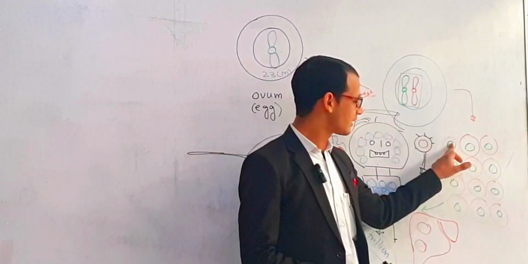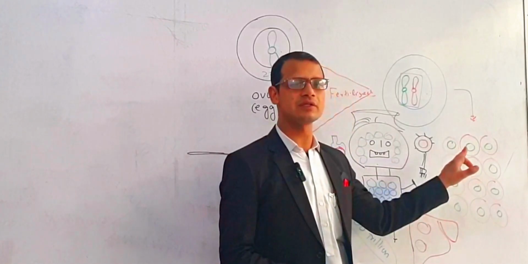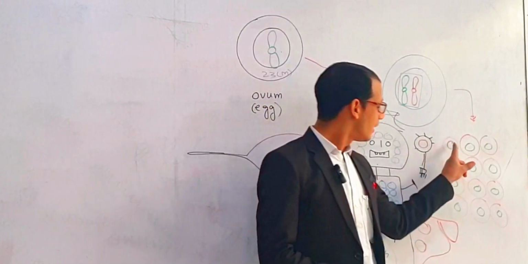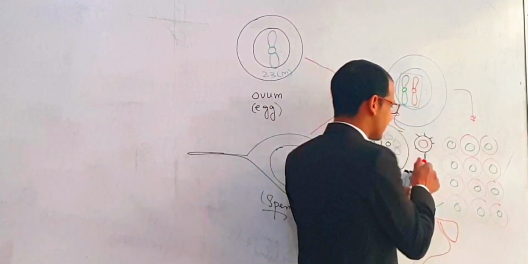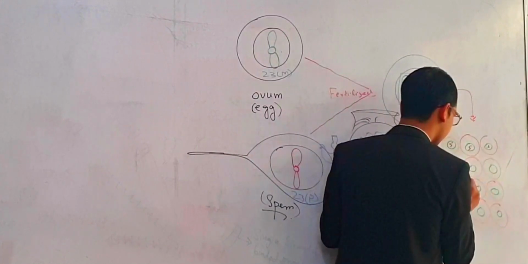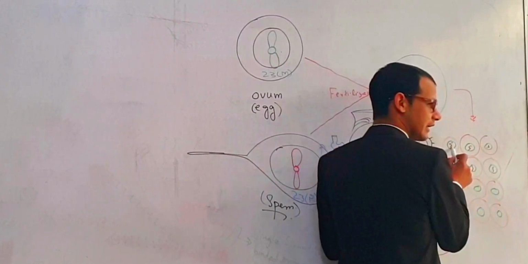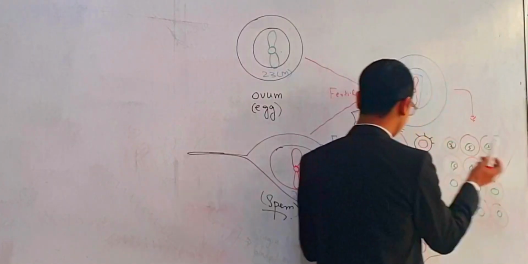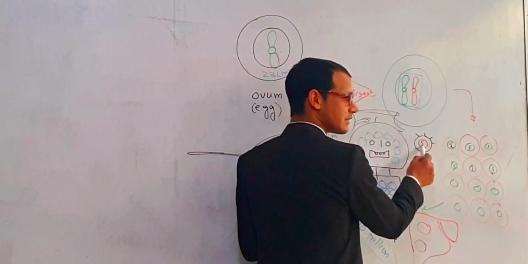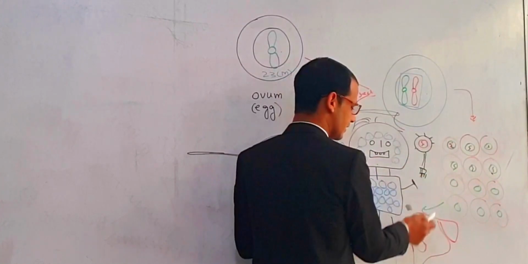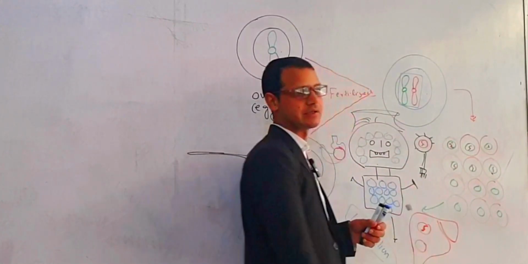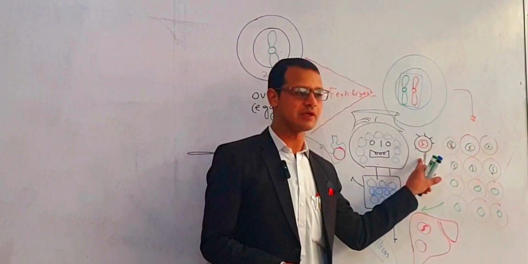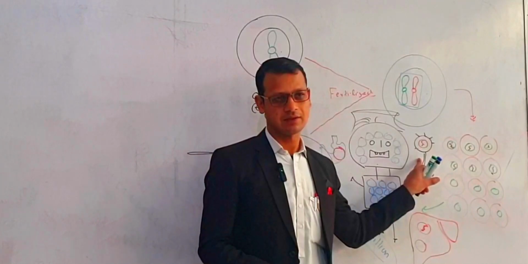All the cells have the same genes. One DNA has about 30,000 genes. The genes present in neurons are the same genes as present in hepatocytes. Then why does a hepatocyte function differently from a neuron? This is because of gene expression.